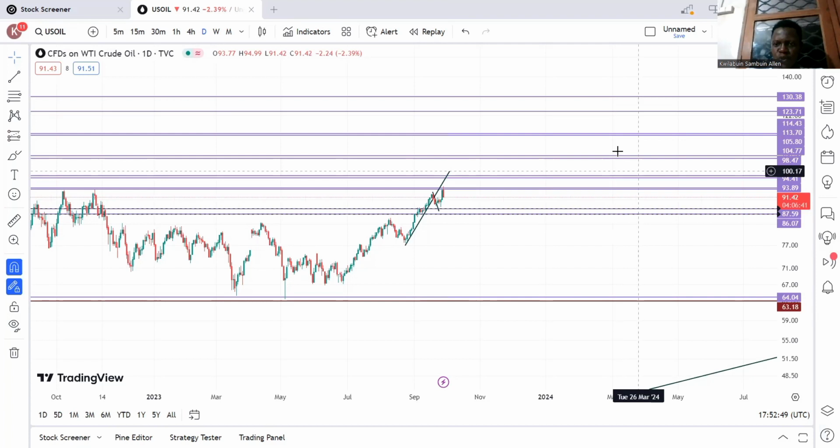If care is not taken, US oil can even go as far as 120. For US oil, it's kind of crazy points. No, I'm not a financial advisor, I'm just documenting my skills so that you can learn and grow.